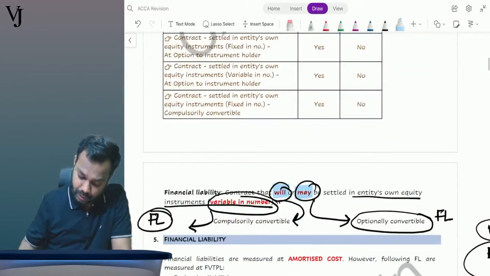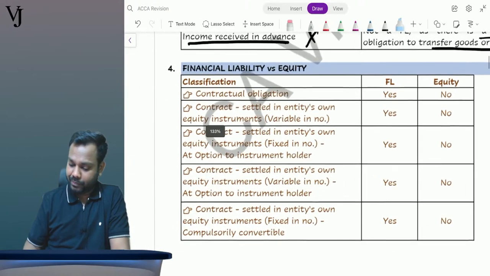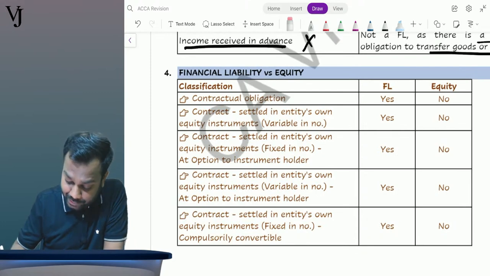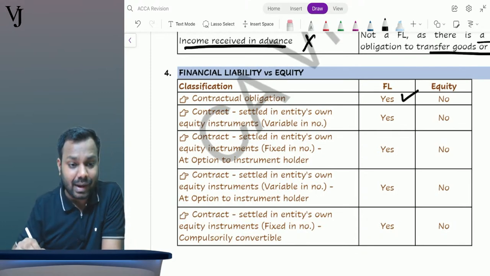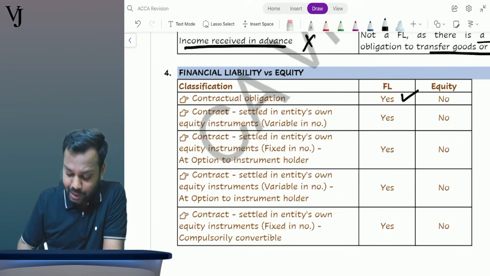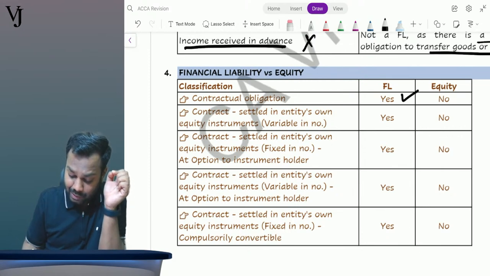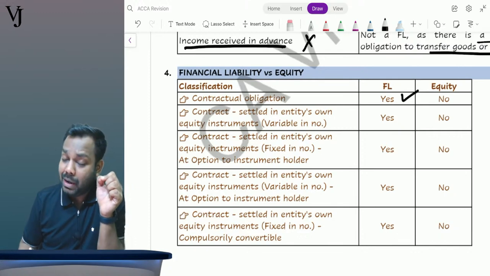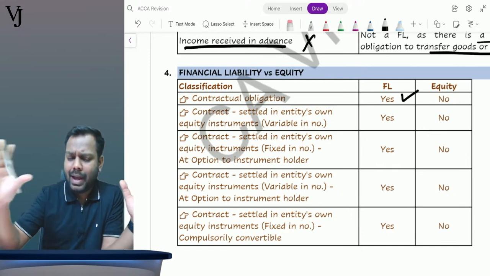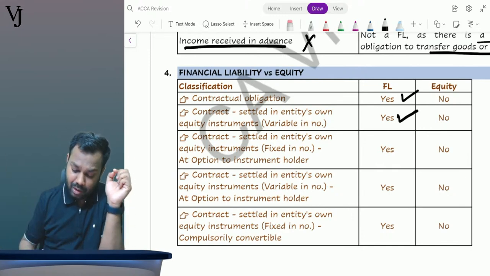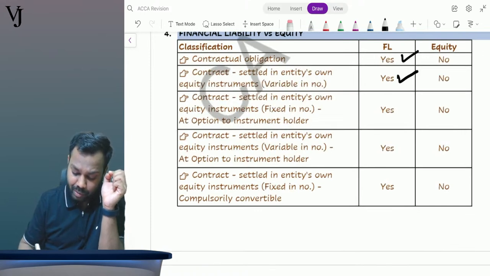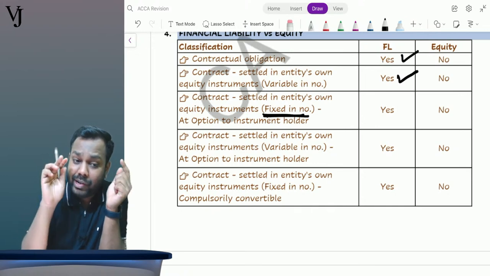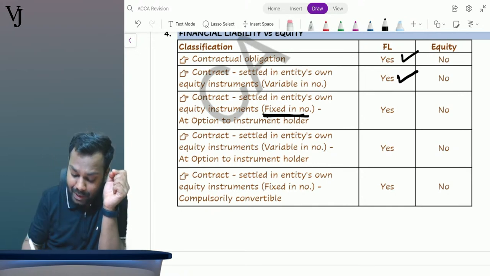Wonderful. Now, let's assess this one. If I have a contractual obligation, it is a financial liability and not equity. Now, if there is a contract that will be settled in the entity's own equity instruments that are variable in number, don't apply any other brain. It is always a financial liability. A contract that will be settled in the entity's own equity instruments that are fixed in number means it can be equity. But now let's read further.